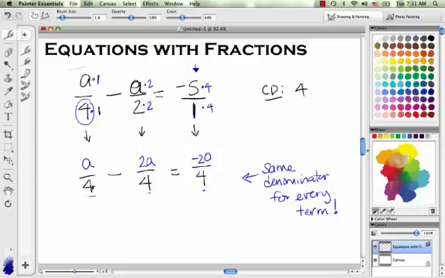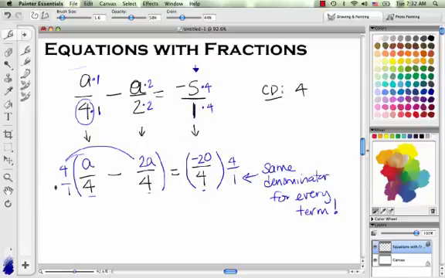Once that happens, I can do something. I can multiply both sides of this equation by the same number and make all of these denominators cancel. If I multiply this side by 4 over 1, and I multiply this side by 4 over 1, then this 4 over 1 distributes to each of these terms, and the 4's cancel each time.